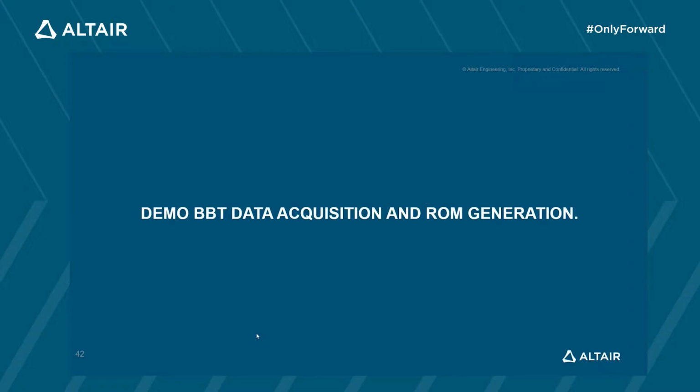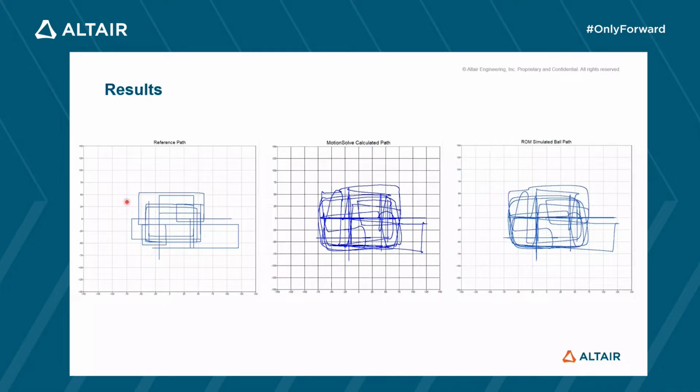So that was a demo, and these are the results based on some arbitrary path that we set for the ball, comparing MotionSolve to the ROM that we generated. We can see that there's quite a high correlation. This is essentially what a nicely trained ROM would give us. We are able to accurately mimic a digital twin with this ROM, and the model is computationally very inexpensive. The MotionSolve simulation will take quite a long time because there are a number of calculations involved.